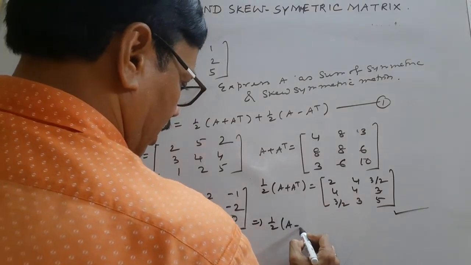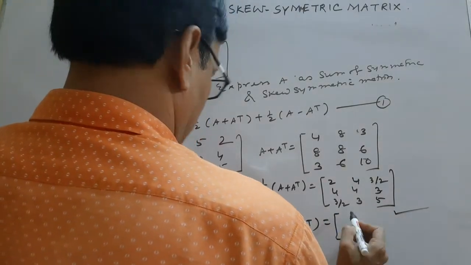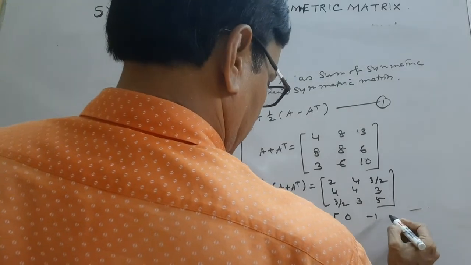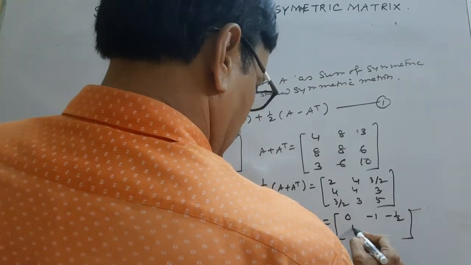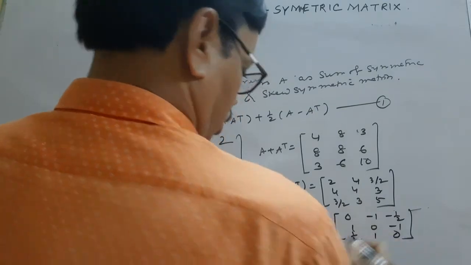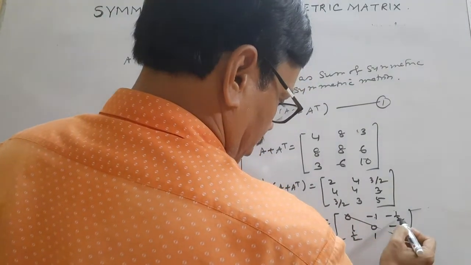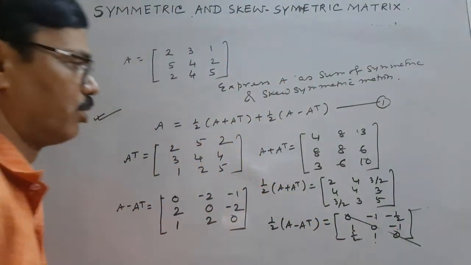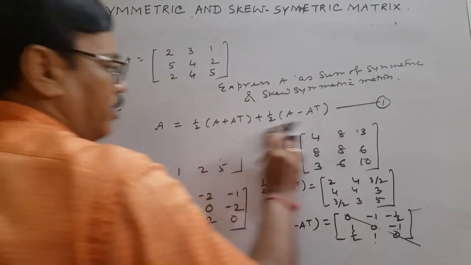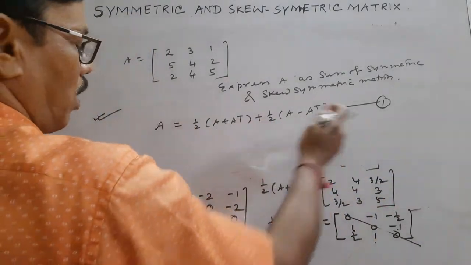Now what is half of A minus A transpose? Divide each element by 2. So 0, minus 1, minus half, 1, 0, minus 1, half, 1, 0. So look, the diagonal elements are 0, and this equals the opposite of this, the opposite of this, the opposite of this. So this is skew symmetric. So every square matrix can be expressed as A equals half of this plus half of this.